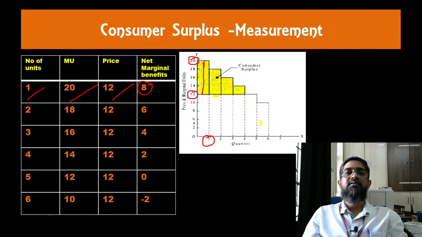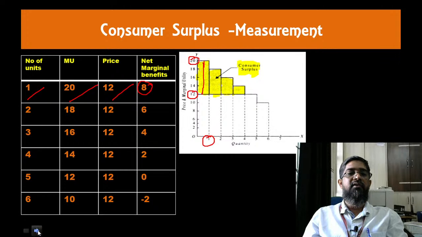This shaded area, you can see this yellow one is your consumer surplus. This is your consumer surplus. Fine, students. So this is the numerical, and this is the graph. You should show both when asked in the examination. You must show it while measuring the consumer surplus.